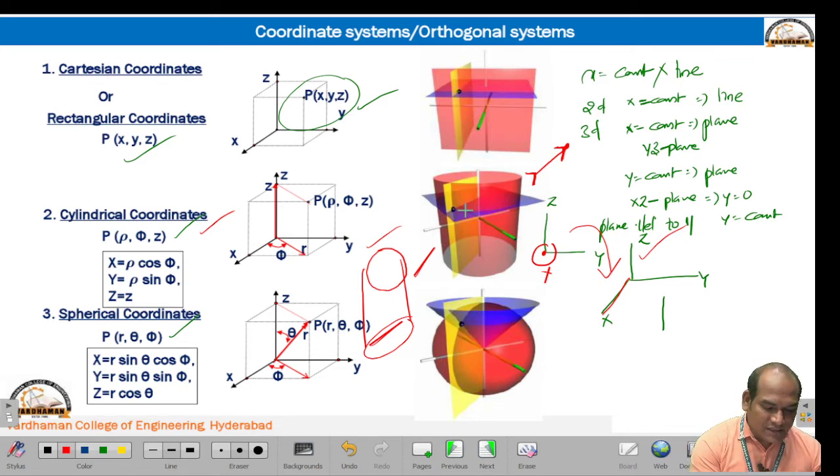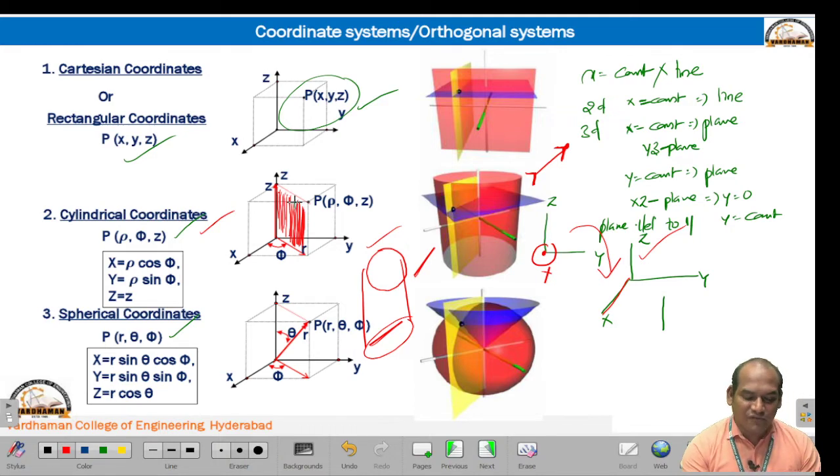How can you get a sheet? This is the sheet actually. This is a sheet created because of fixing the phi value. Here you see rho is changing like this, z is changing like this. When you fix a phi value, this angle is the phi, that is fixed, but rho is changing and z is also changing. Because of the change in rho and z, that sheet has been created. Okay.